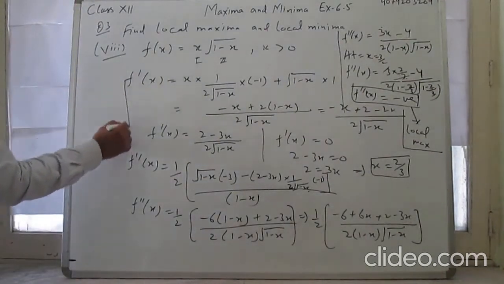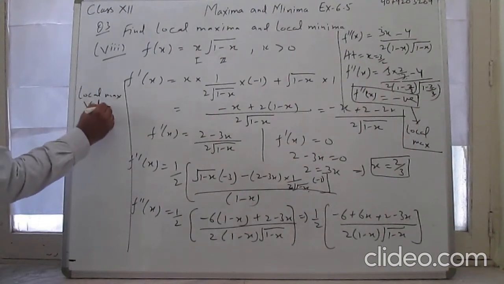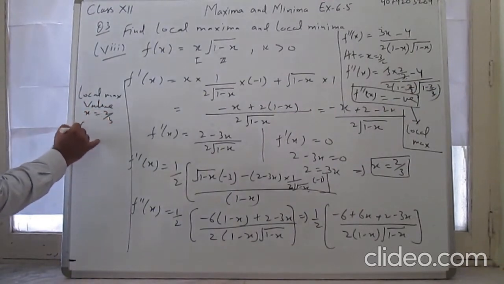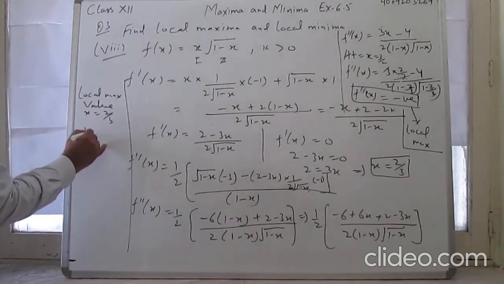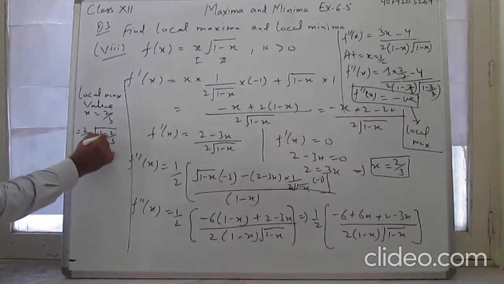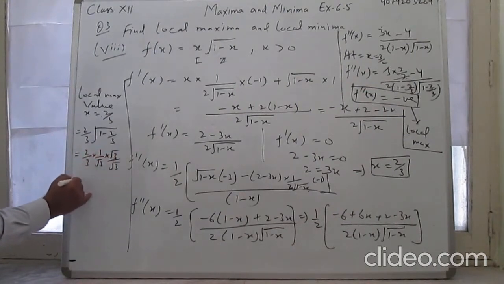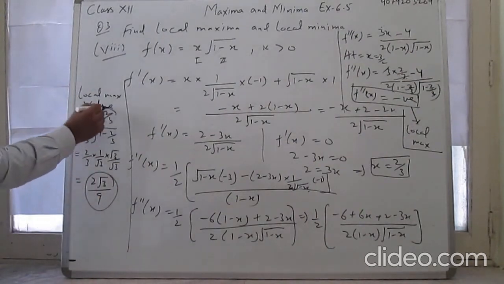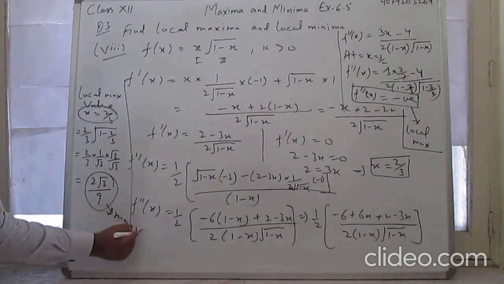Now you find the value of local maxima. So I will find the value of local maxima here. The local maxima is at x is equal to 2 by 3, so we find the value f at 2 by 3. What will we put for x? 2 by 3 under root 1 minus 2 by 3. So it becomes 2 by 3 into 1 by root 3, rationalize, so it is 2 root 3 upon 9. This is the local maximum value.